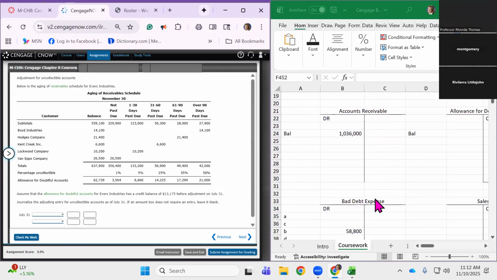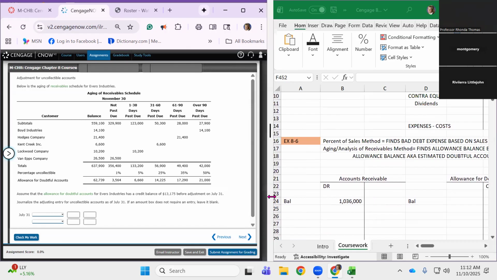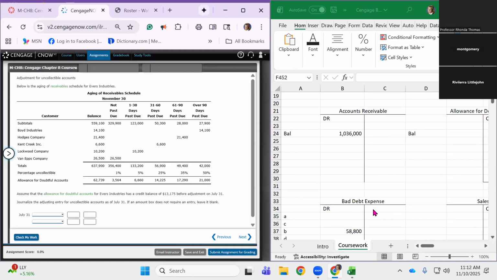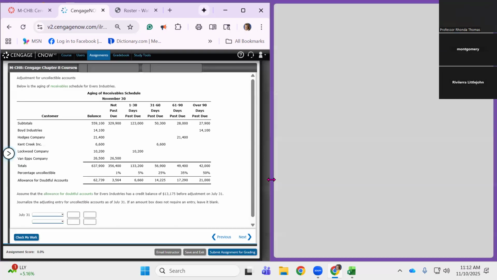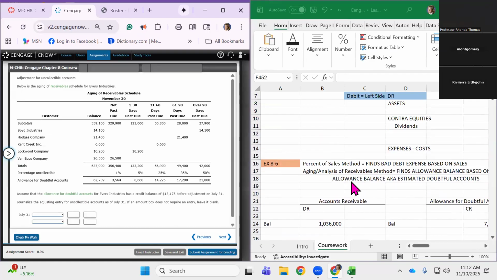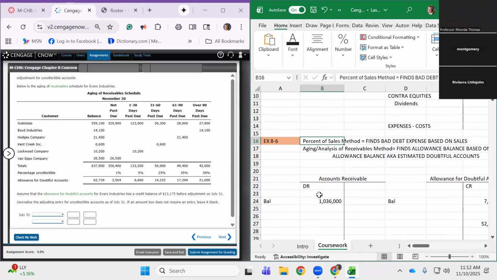The allowance method. And then within the allowance method, there are two ways to calculate bad debt expense. And the other one is to calculate the allowance account balance. Here we are. This is once again the percent of sales method, right? Percent of sales method means that you calculate your bad debt expense based on a certain percentage of your sales being uncollectible.